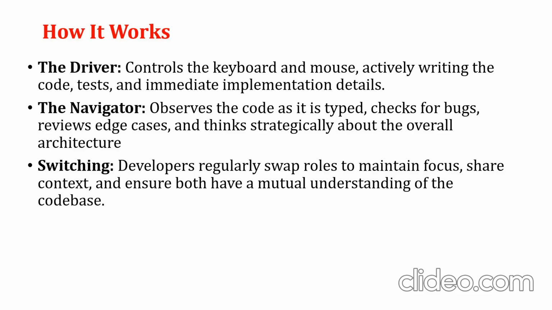The third important aspect is switching. The programmers regularly exchange their roles. This helps both developers remain focused and ensures that both understand the complete code base. Therefore, pair programming is not simply one person coding while another person watches. It's an active collaboration between two developers.